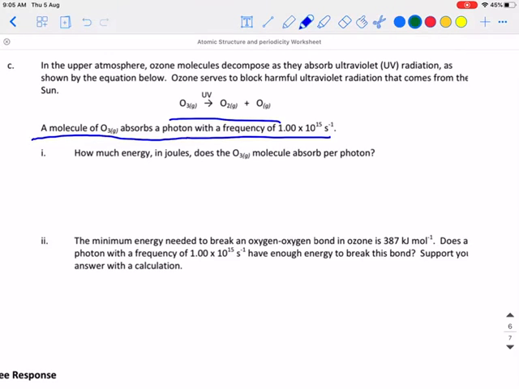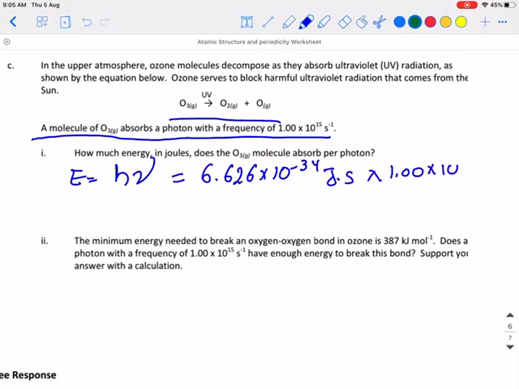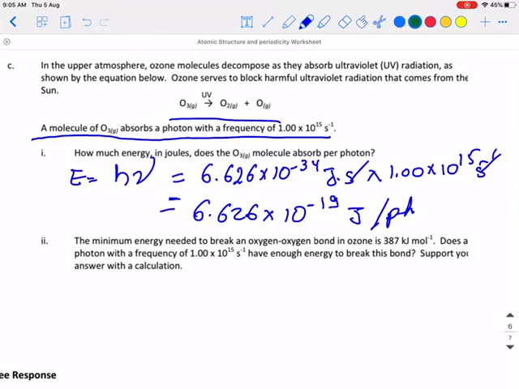Let us calculate using the formula E equals h nu. H is Planck's constant, 6.626 times 10 to the negative 34 joule second, times the frequency 1 times 10 to the power 15 second to the minus 1, and the answer for the energy is 6.626, to 4 significant figures, times 10 to the negative 19 joule per photon.